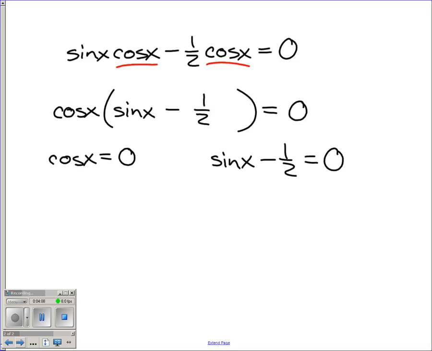Well, let's start with the cosine. Where in the first two quadrants, because it asked for principal values here, is cosine equal to 0? Well, looking at the clock, all the way up, x is equal to 90 degrees, or if you were in radians, pi over 2 radians. That's the only place in the first two quadrants where cosine is equal to 0. So x is 90 degrees there.